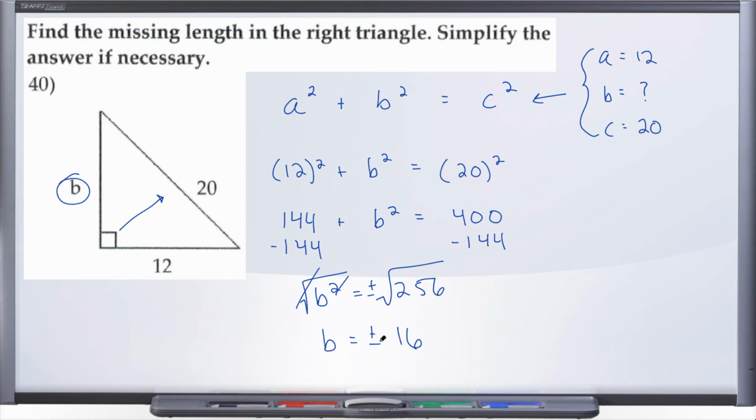So which one do we choose? Well, we're measuring the length or distance of one of the sides of a triangle. And as I said in the previous question, distance can never ever be negative. And so let's go ahead and eliminate the negative answer, which leaves us with just positive 16. So B, our missing side, is 16, and whatever units these are in, feet, inches, meters, it doesn't say. So B equals 16 is perfectly fine.